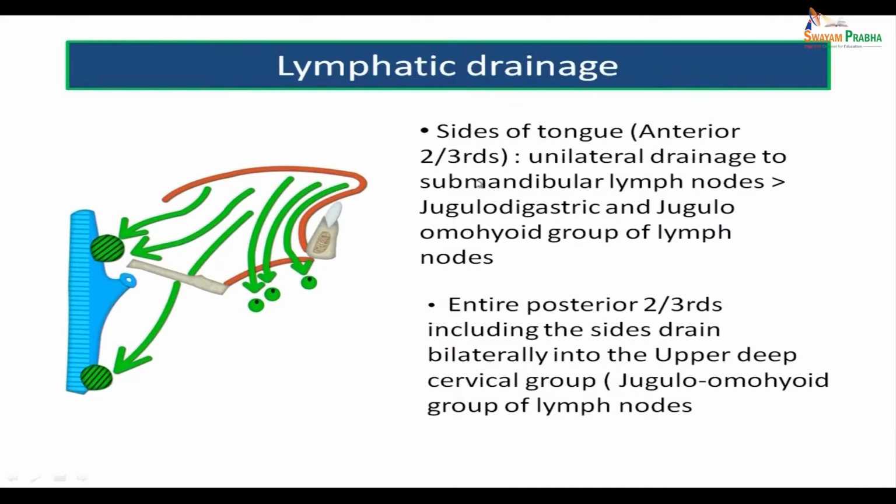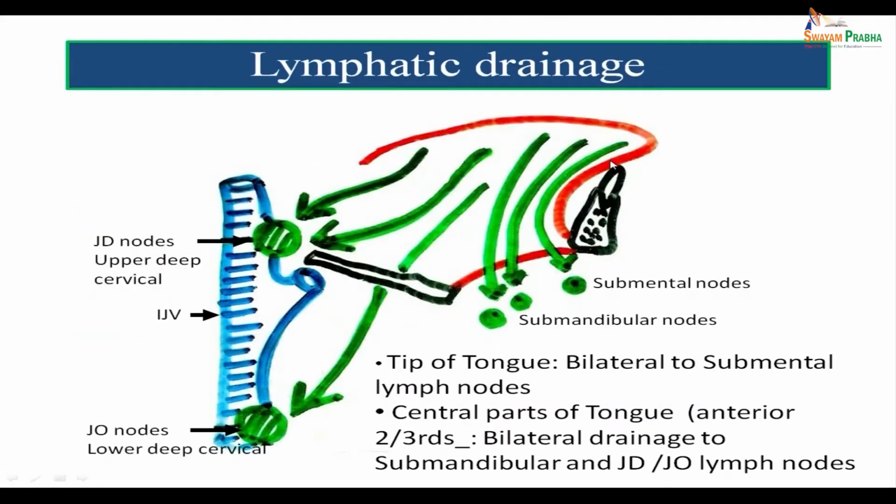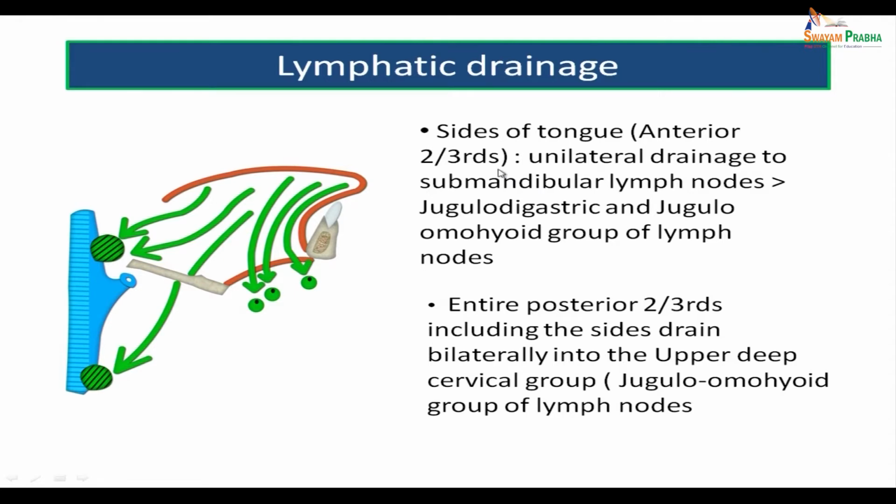Again, now note this, the sides of the tongue. In the previous slide, we discussed the central parts of the anterior 2/3. The sides of the anterior 2/3 of the tongue have a unilateral drainage to the submandibular lymph nodes and then onwards to the jugulo-digastric group of lymph nodes. So the sides of the tongue drain into the submandibular group, and from here it goes on to the jugulo-omohyoid group of lymph nodes. The entire posterior 1/3, including the sides of the tongue, drains bilaterally into the upper deep cervical group of lymph nodes, which are also called the jugulo-digastric group of lymph nodes.